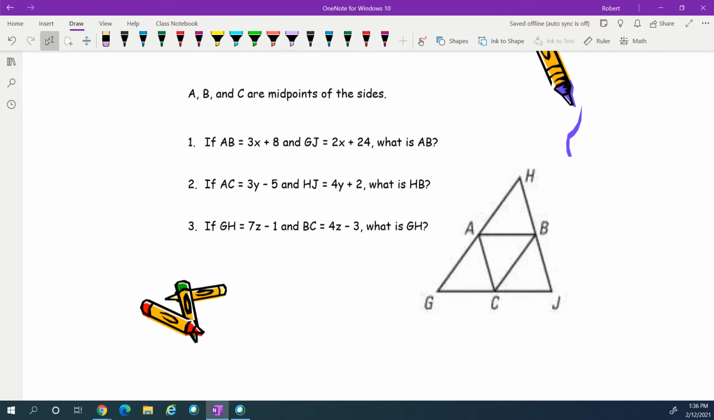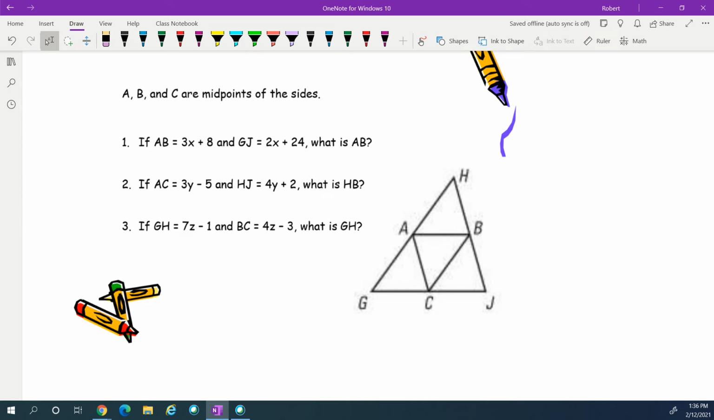So here we have our picture. We're just going to use a little algebra in these examples. So let's see number 1, AB and GJ. So I'm going to find those, AB and GJ. Using our knowledge about midsegments, AB equals 1/2 of GJ. And now we're going to substitute. 3x plus 8 equals 1/2. And GJ, they told us, is 2x plus 24. And then we're just going to solve for x and plug it back in.